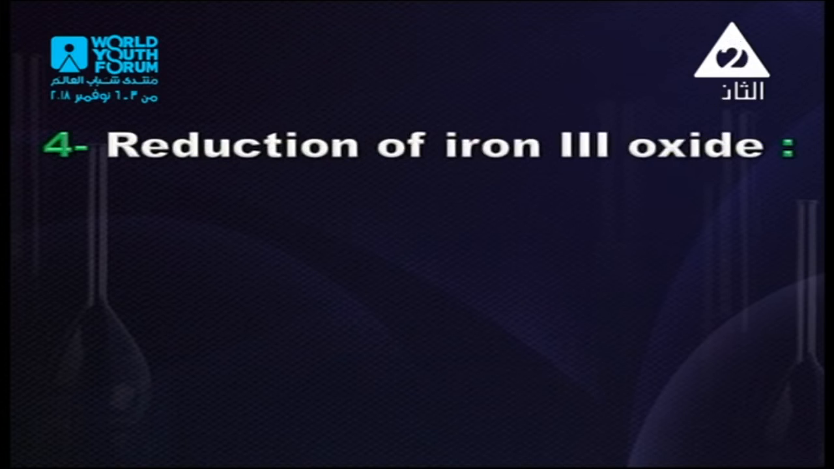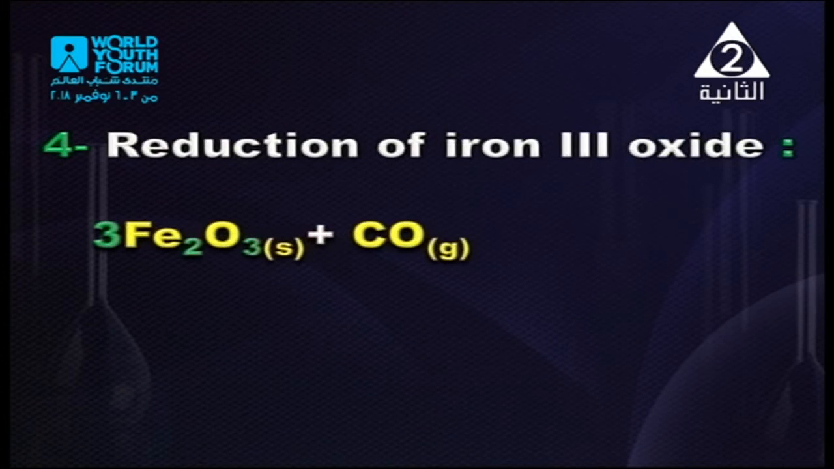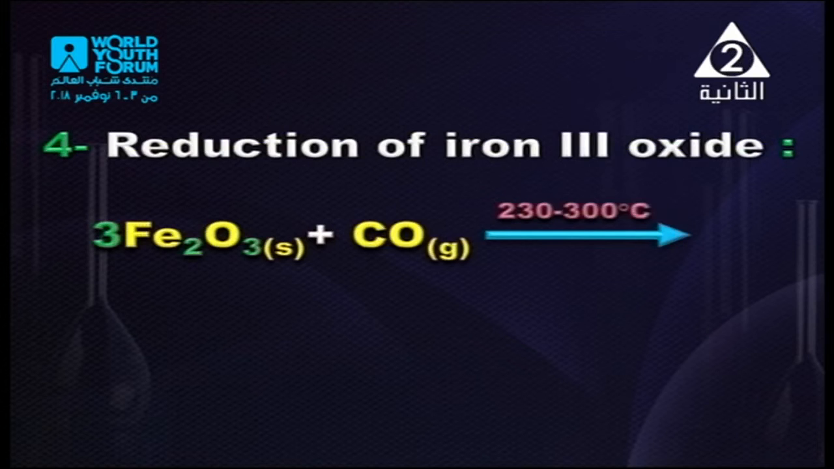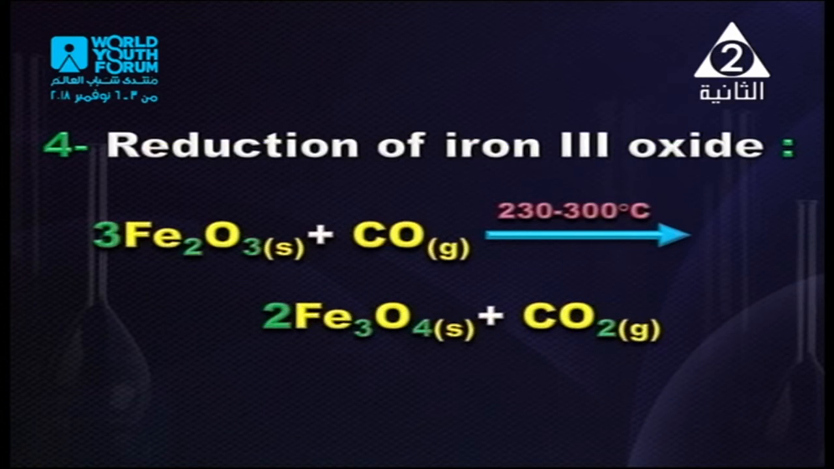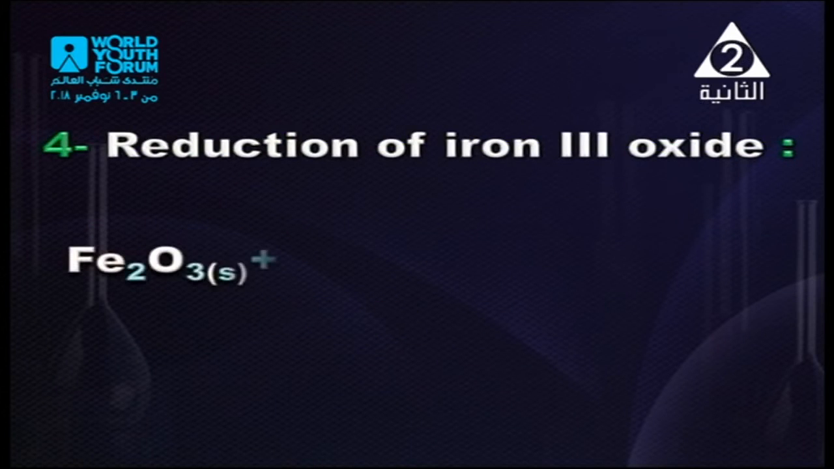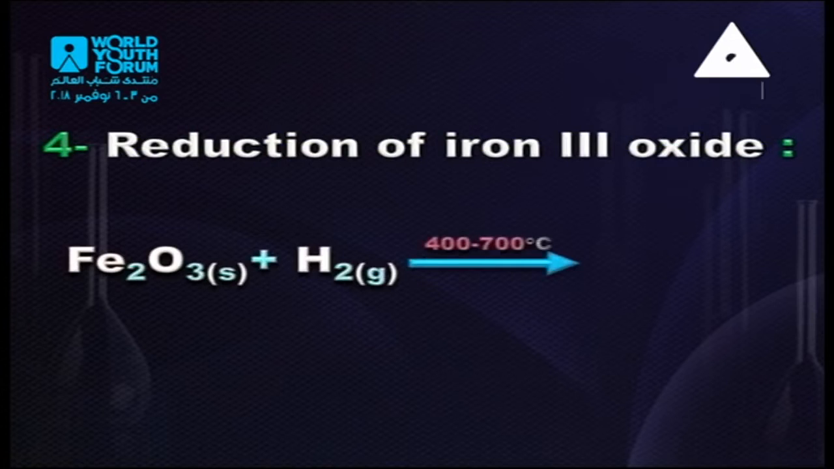The reduction of iron 3 oxide. Here, iron 3 oxide reacts with carbon monoxide from 230 to 300 degrees Celsius, and it gives magnetic iron oxide and releases carbon dioxide gas. Here the reduction takes place from 230 to 300.